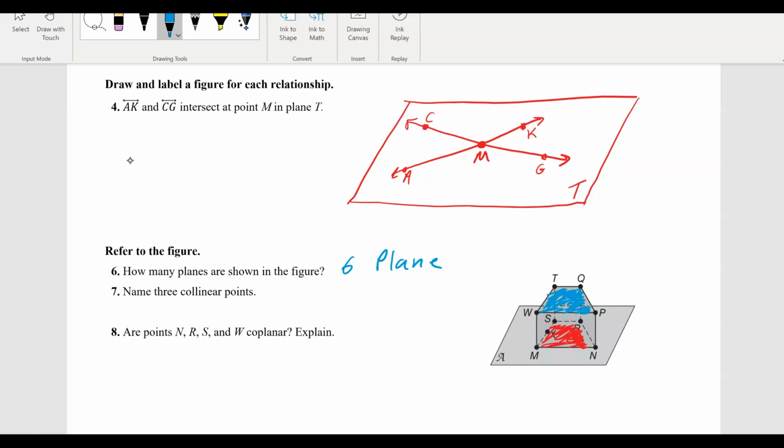Right? I have the top, the bottom. The bottom of the box lives in plane A, so that only counts once. So that's 2, and then the 4 sides would give us 6 planes. Okay? Name 3 collinear points.